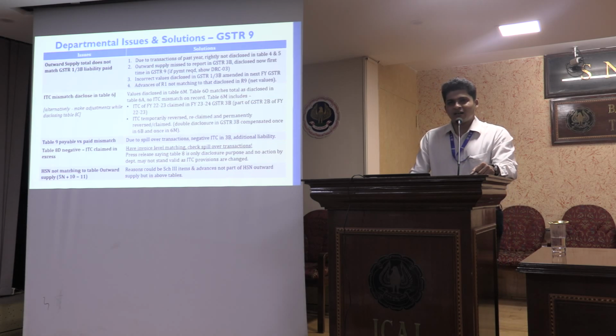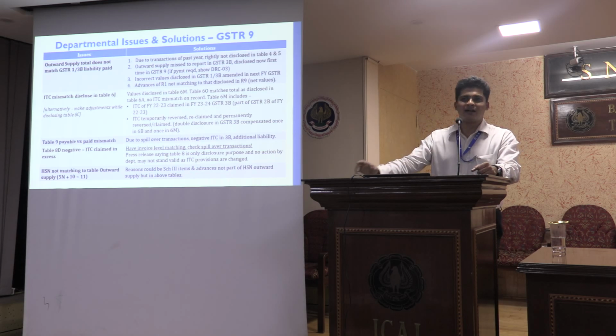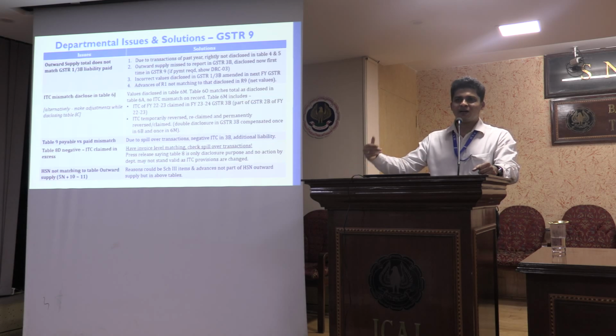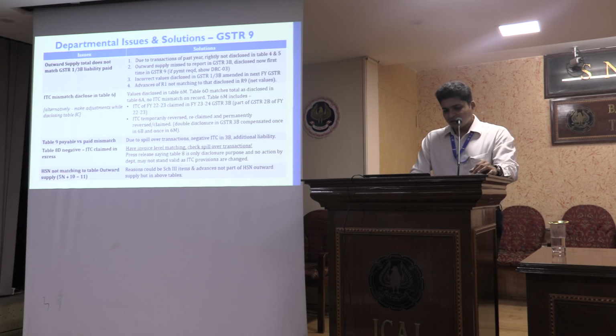ITC mismatch disclosed in table 6J. This is when you use table 6M as the balancing figure for those temporary ITC reversals and the 22-23 related transactions which were claimed in 23-24. So when you do use 6M, automatically 6J comes as a variance, but table 6O will always be matching to the total of table 6A, which is my ITC which has been auto-populated based on GSTR 3B. So to this extent, we have to again maintain reasons for variance and provide the same to the department.